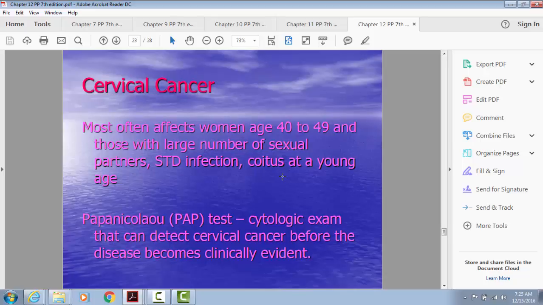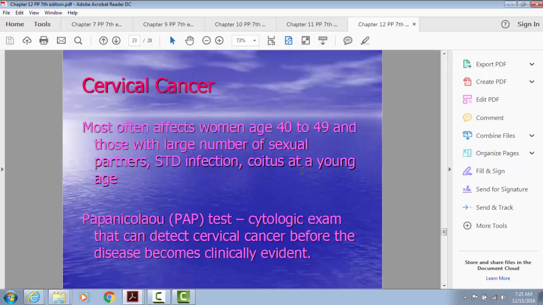And so if a person had multiple sexual partners, a previous STD infection, and began intercourse at a young age, and they came back with an abnormal pap smear, then we would be more aggressive at going ahead and doing maybe a biopsy or a colposcopy in order to determine if there were some malignant cells present.